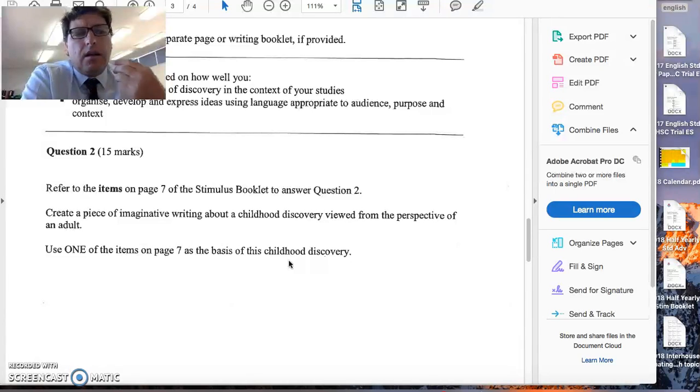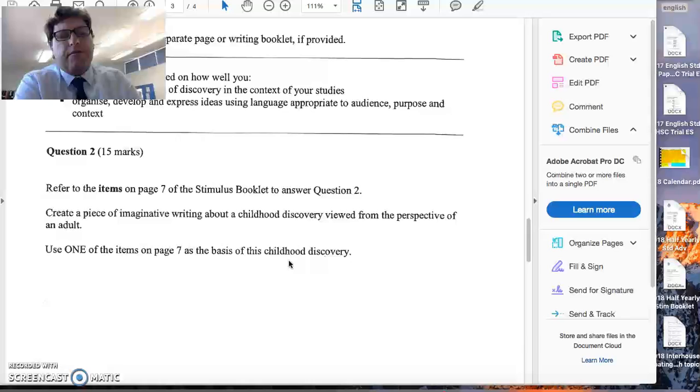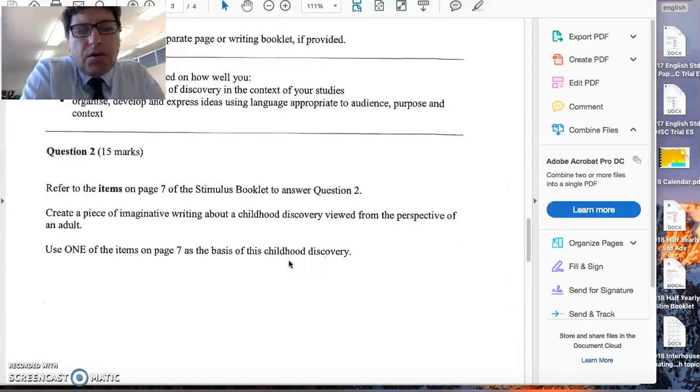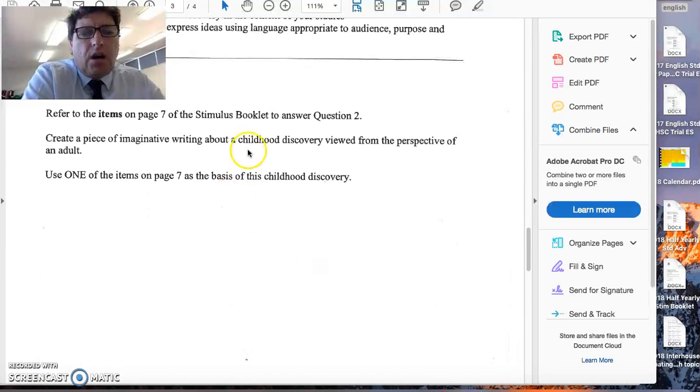This one here that is the past paper, this is not what you'll see, but it says here, create an imaginative piece of writing about a childhood discovery viewed from the perspective of an adult. So it's very, very specific, as you can see there. Childhood discovery viewed from the perspective of an adult.